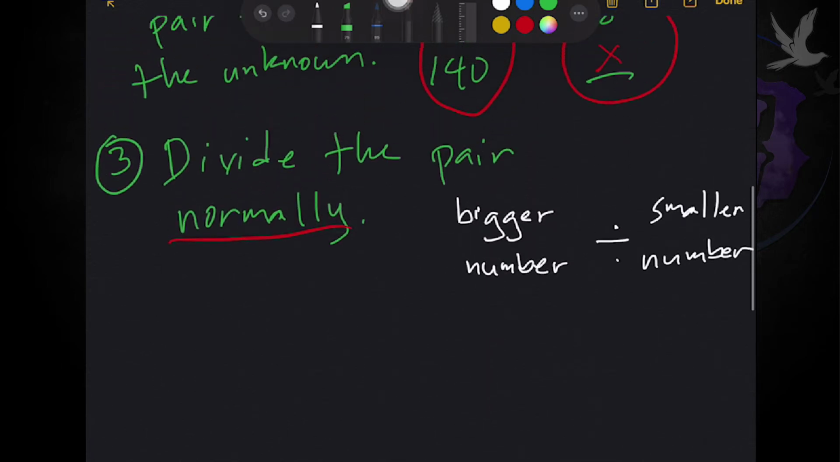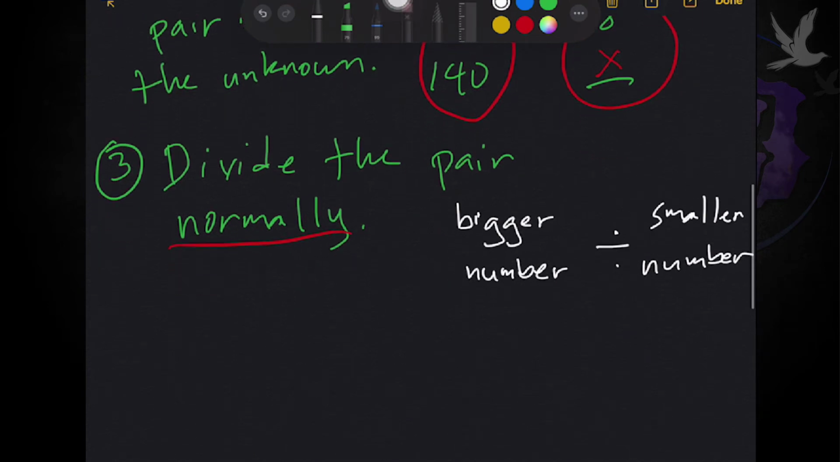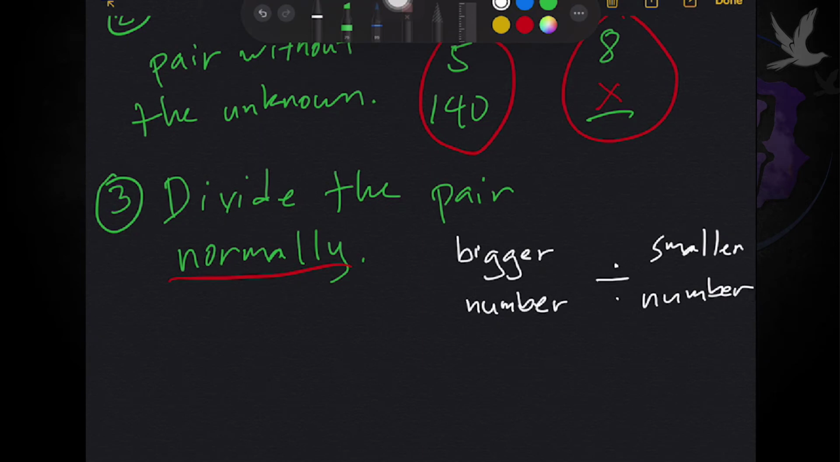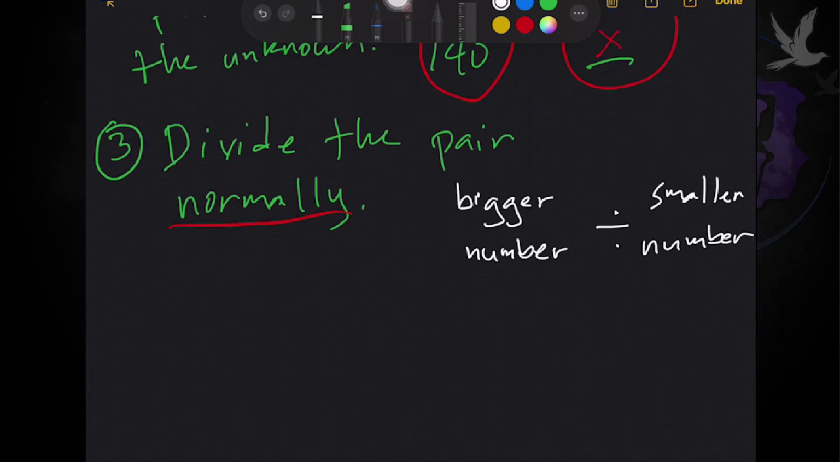It doesn't matter how their arrangement is, as long as they are a pair, you have to get the bigger value first, then divide it to the smaller value. So, for example, this one, 5 and 140. Anong mas malaki, ang 5 or ang 140? If you're going to say 5 is bigger, there's something wrong with you. So, we now have our bigger value, 140, divided by the smaller number, which is 5.